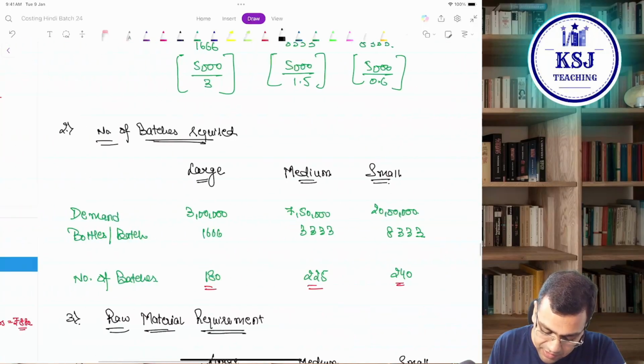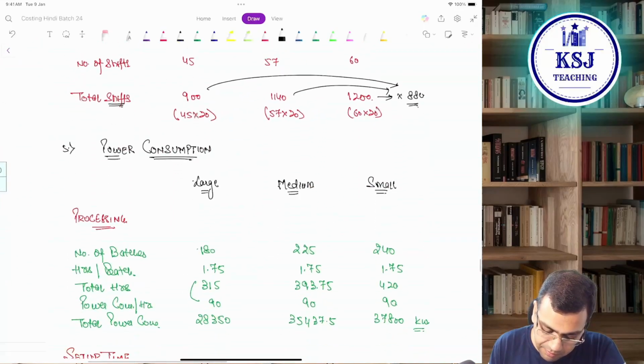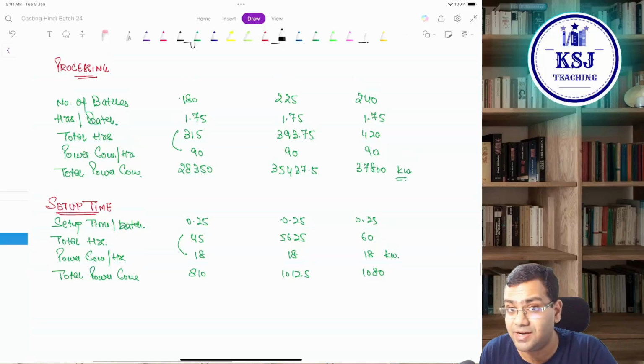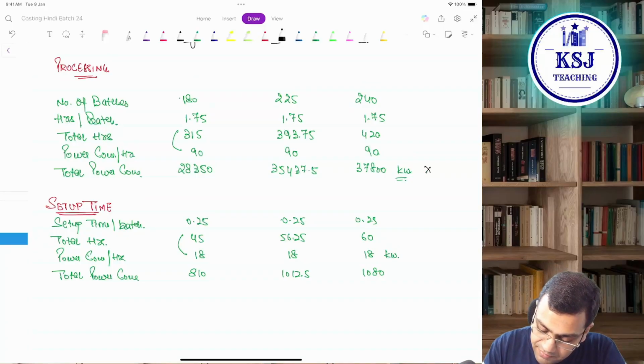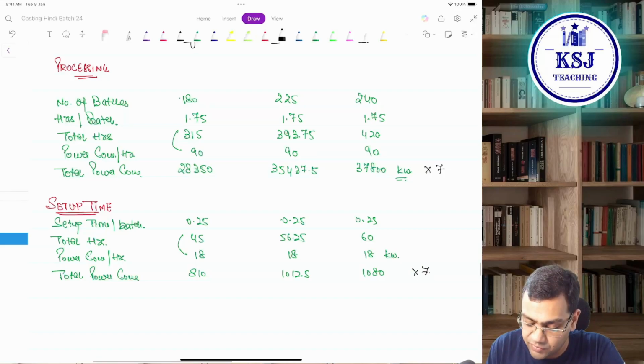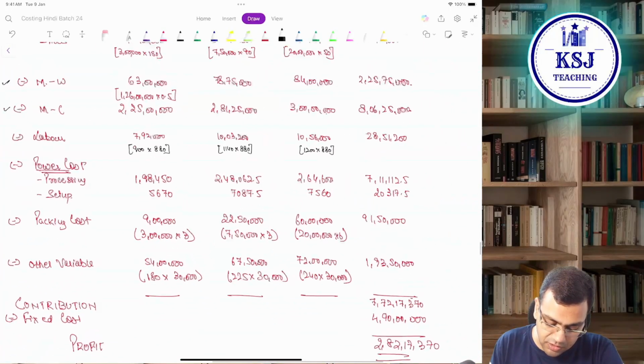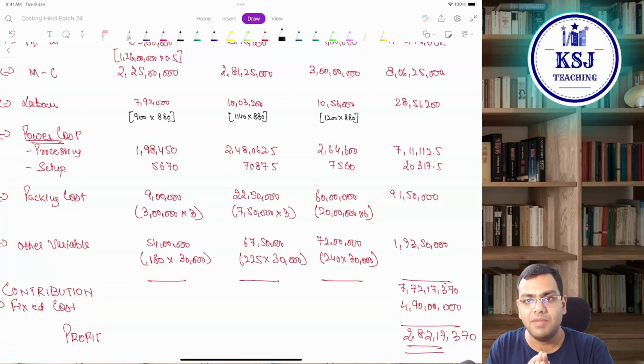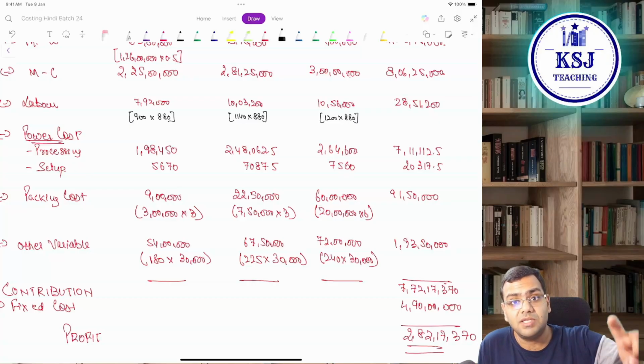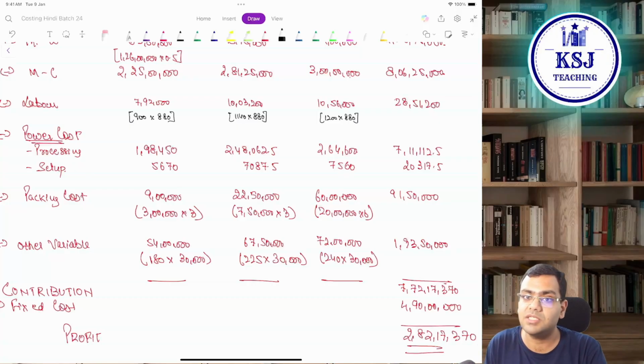Next, power consumption. We have calculated the total power consumption for processing time and setup time. What is the power cost given? 7 rupees. So multiply it with 7. That's it. 28350 multiplied by 7. 35437.5 multiplied by 7. 37800 multiplied by 7. Here also 810 multiplied by 7. 1012.5 multiplied by 7. 1080 multiplied by 7. You will get your power cost, for processing time and for setup time. Number of kilowatts we have calculated. What is the power consumption we have calculated in the working note? You have to just multiply it with the rate to calculate the cost of power consumption, right?